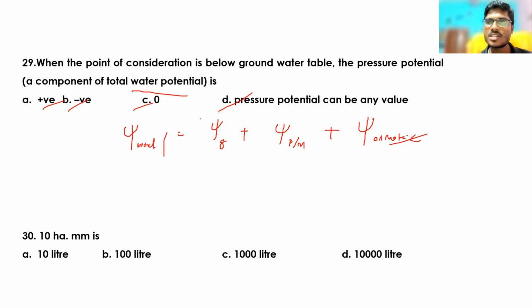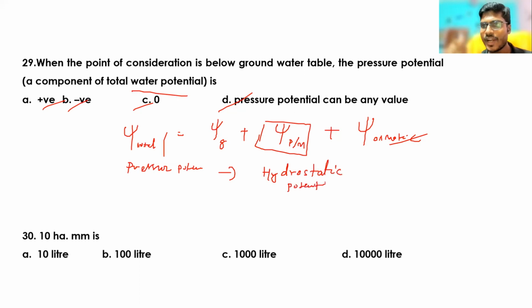What is osmotic potential? We have already discussed that. What is total potential? We have already discussed that. Gravitational potential is due to the force of gravity. Now we'll discuss this pressure potential or matric potential. Pressure potential or matric potential is the same thing. Pressure potential is known as hydrostatic potential when the point of consideration is below the groundwater table.